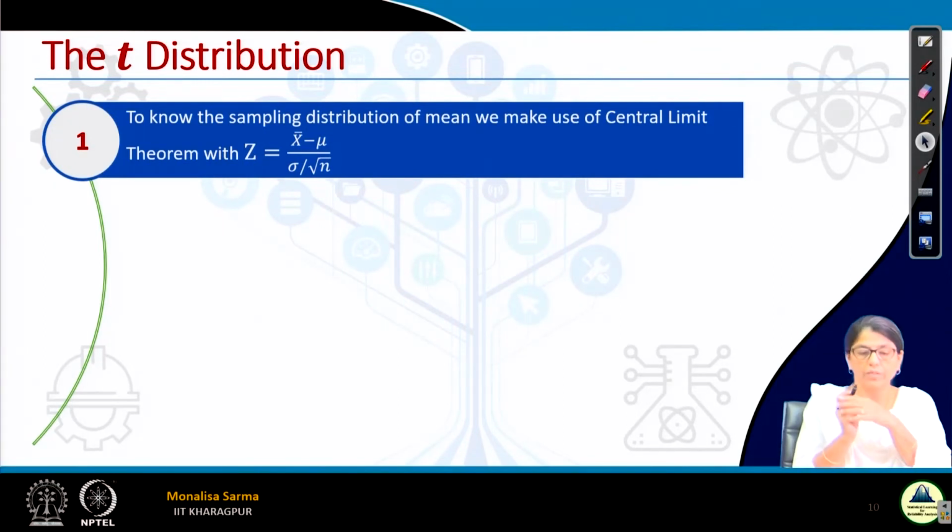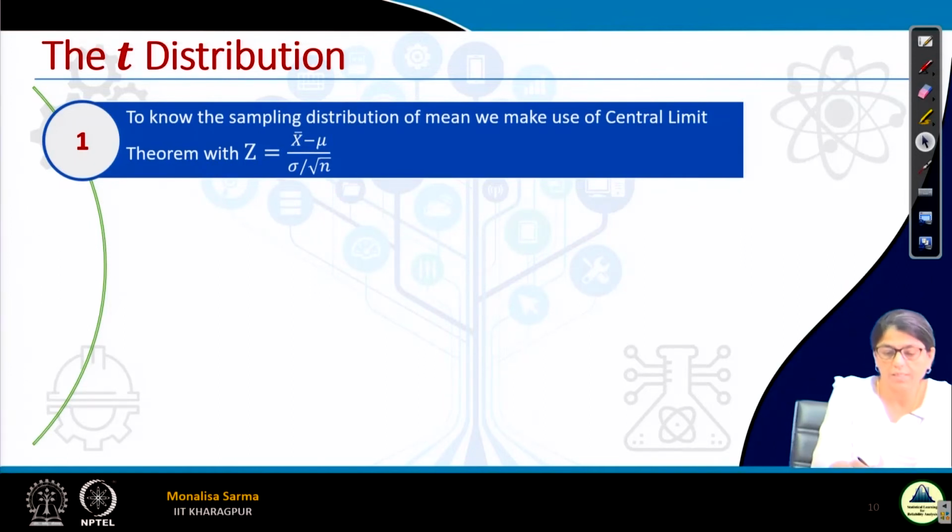First, you see, when we used the sampling distribution of mean with the z distribution, this was our value, the value we use to find the z value. Z is x bar minus mu over sigma by root n, where x bar is the mean that we get from the sample.